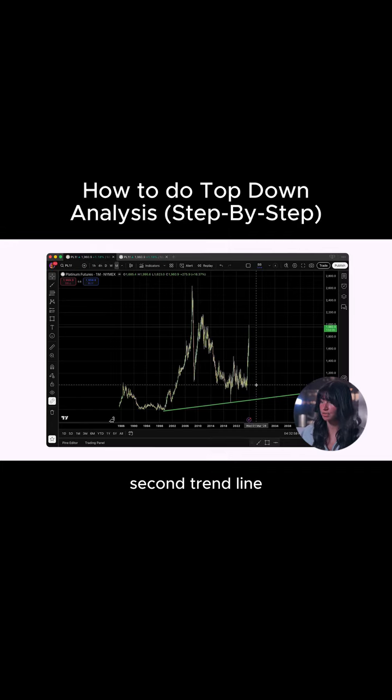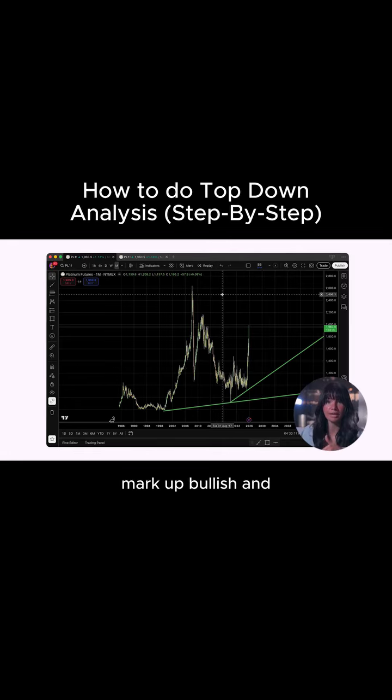Okay, for our second trend line, we're going to use the previous point B, and now we're just looking for yet another higher low, but making sure the price doesn't intersect it, doesn't cross through. So you've got your first two trend lines drawn on your top-down analysis on the monthly time frame. And we want to mark up bullish and bearish trends.